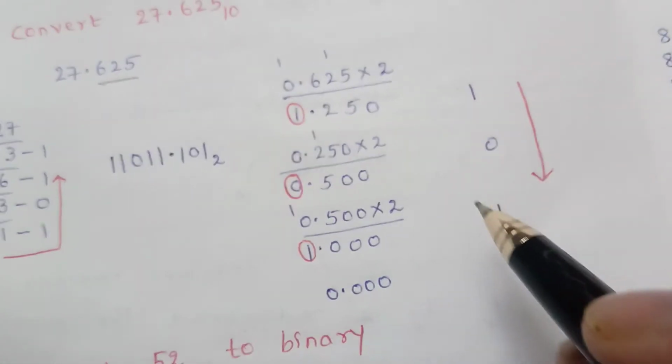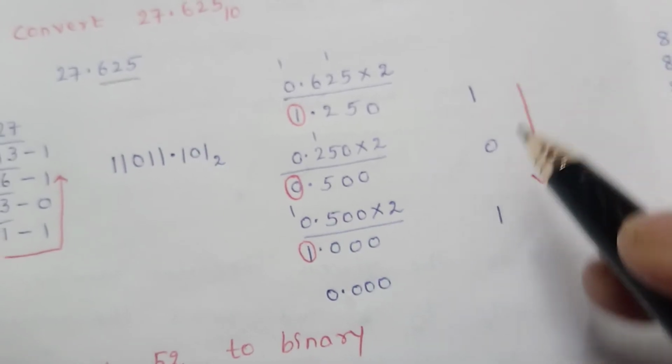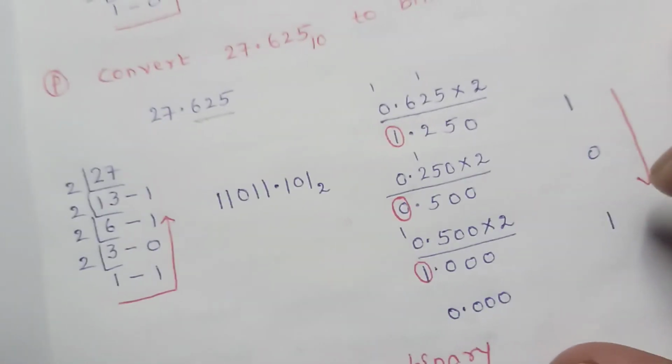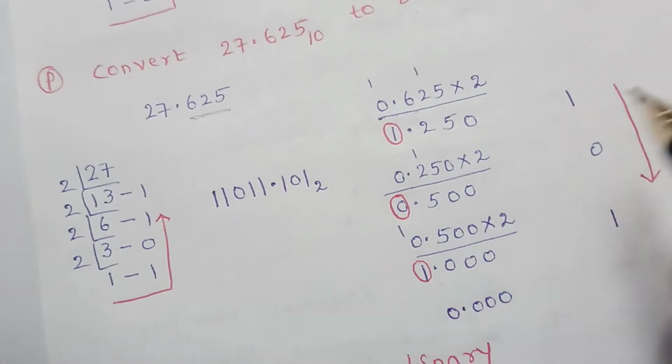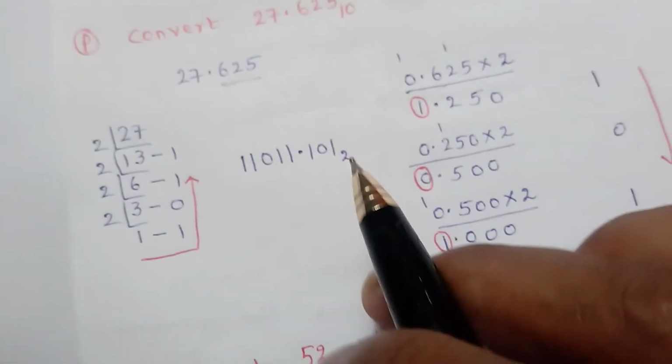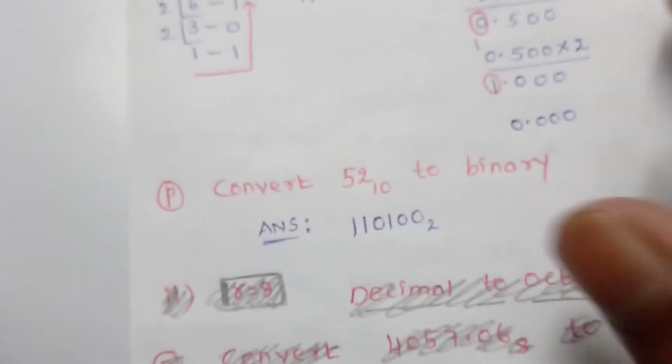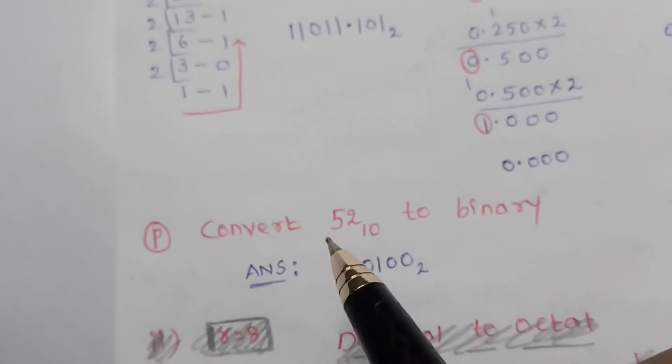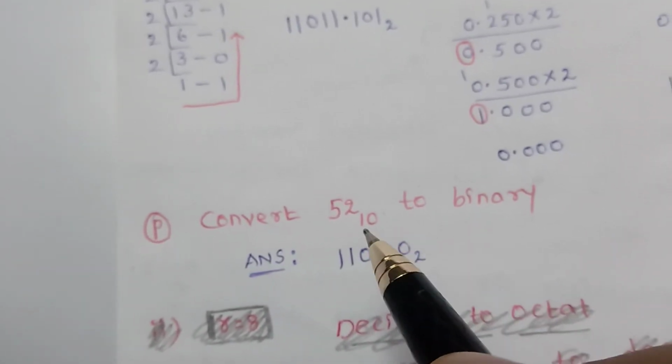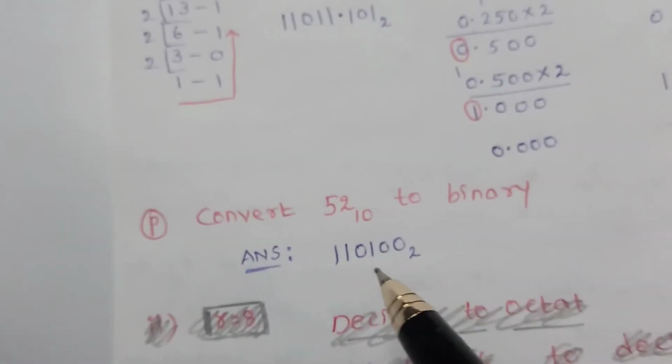But here it should be taken from top to bottom, 101. After the decimal point, you have to write 101. This is the required answer. Now do this on your own. Convert 52 base 10 to binary. That means decimal to binary. This is the answer. Is it clear?